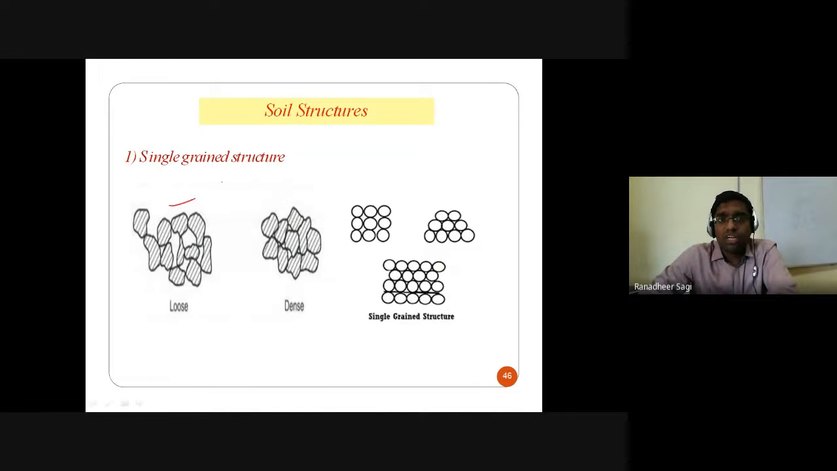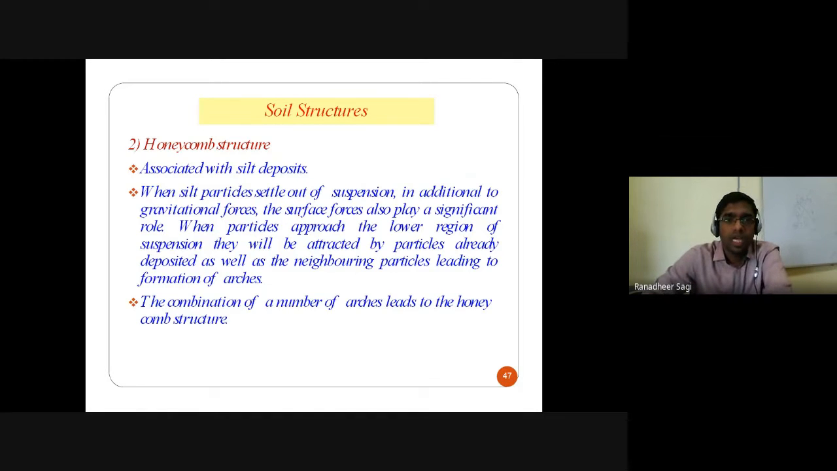So this is what we call the loosest packing state of the particle arrangement, where you can see the individual void size is relatively large. And this packing of soil grains in the soil skeleton structure is what we call the densest packing of your particle arrangement, where you see the void sizes are relatively small. Next is honeycomb structure. Generally, as I mentioned, it is associated with silt deposits.